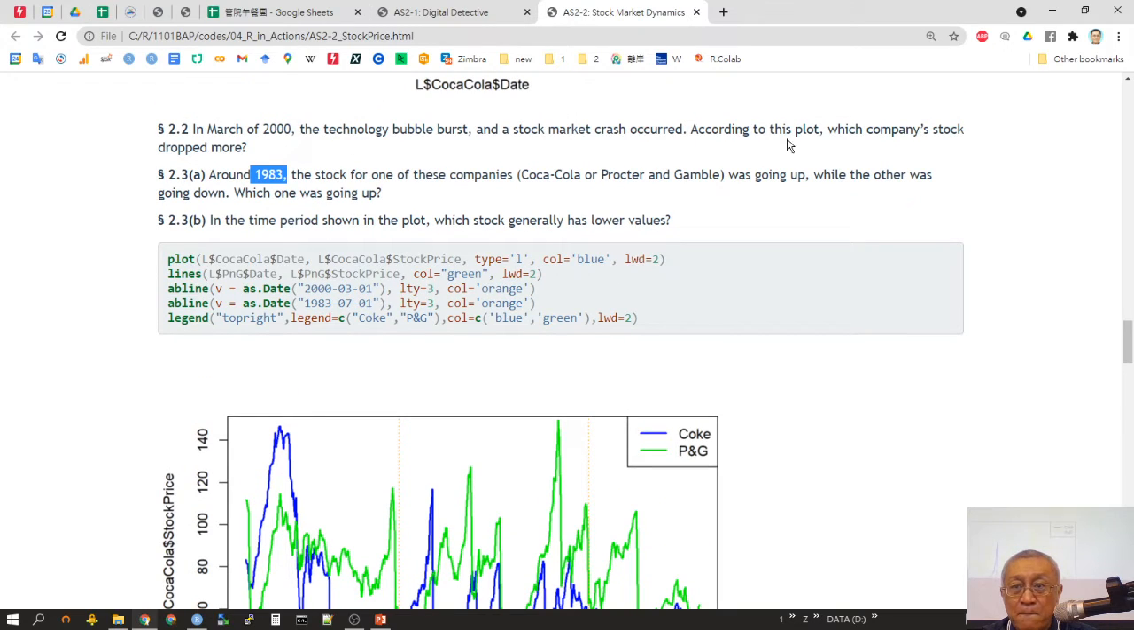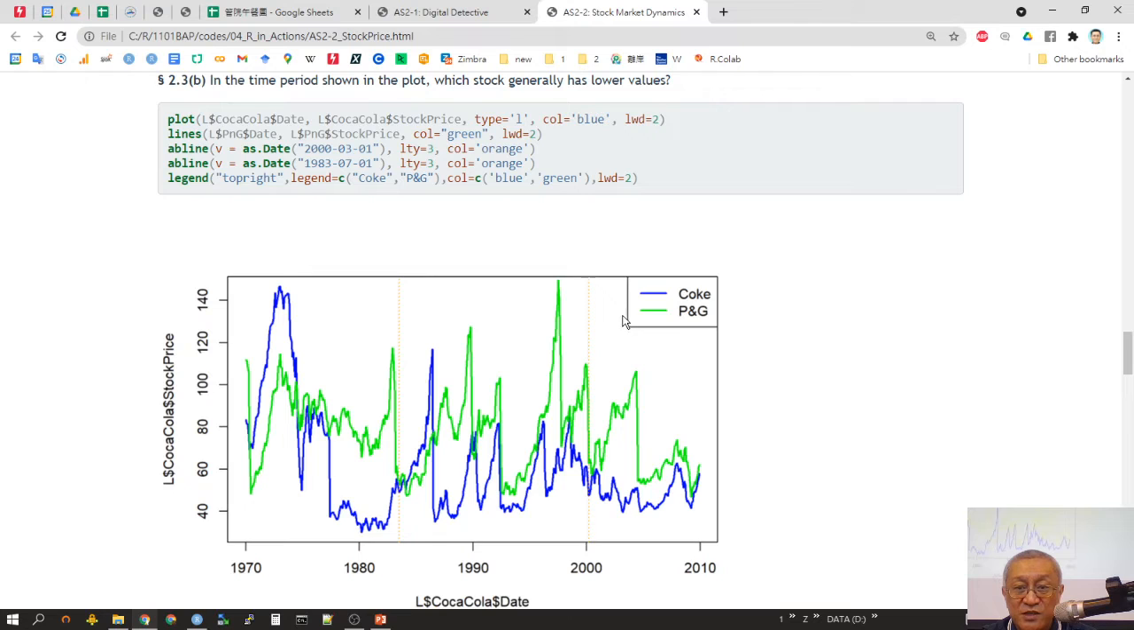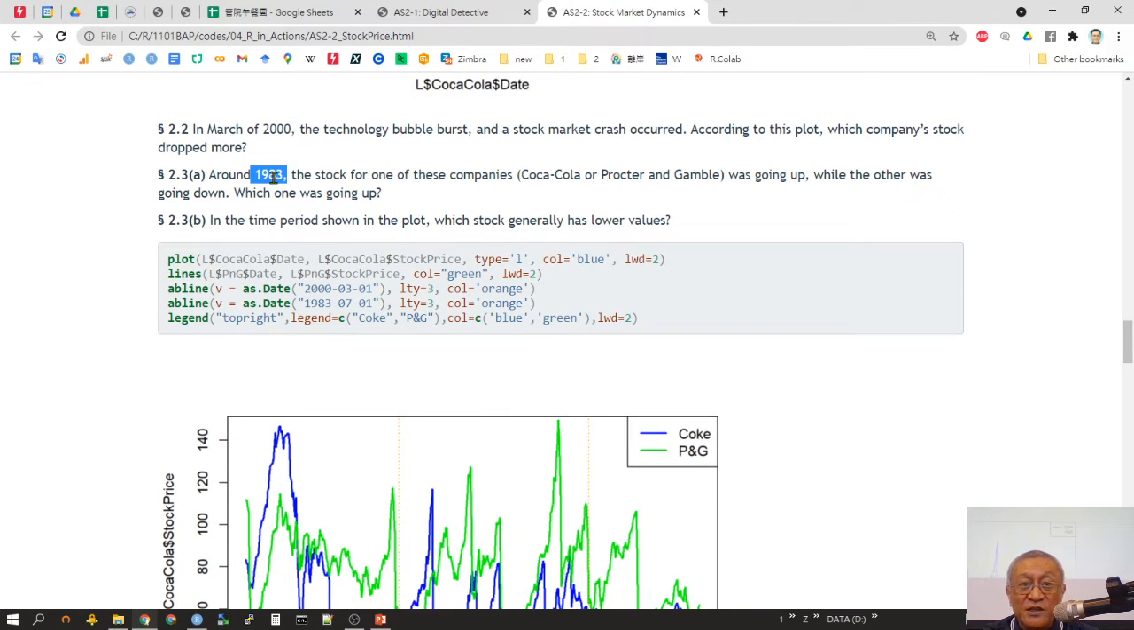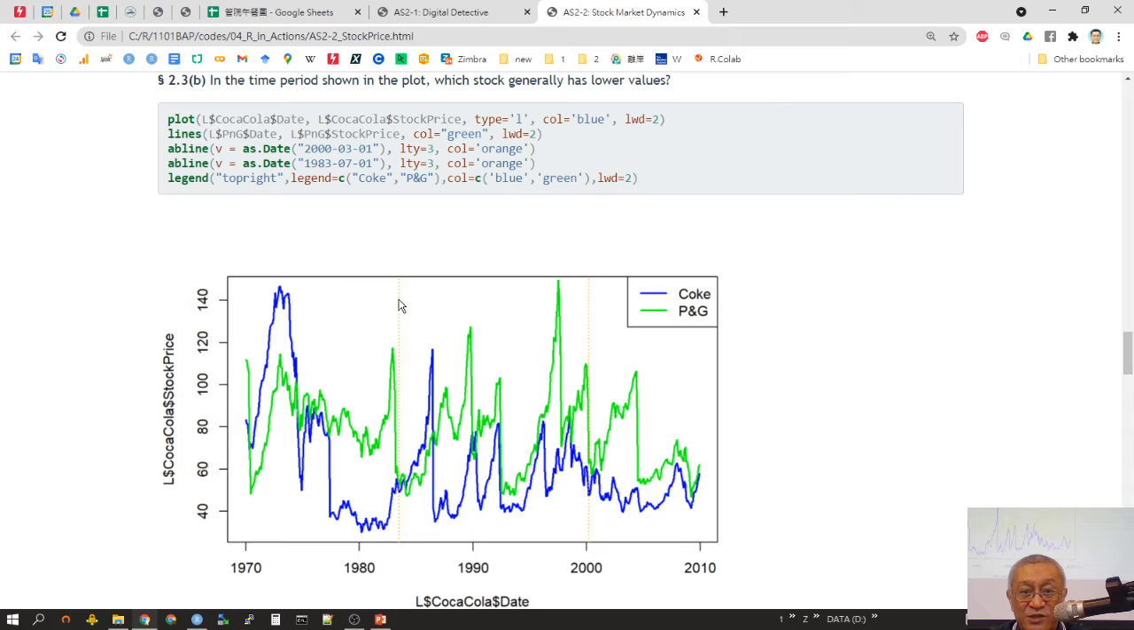It says, which company's stock price dropped more? So it's like in here, right? You can tell that at the bubble burst, P&G's stock price dropped a lot, but Coke's is not that severe, isn't it? And then during 1983, it's the same thing with this assisting line. In 1983, actually the stock price of P&G dropped a lot, not Coca-Cola.